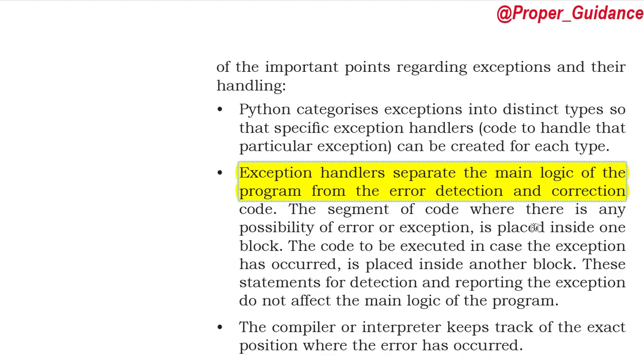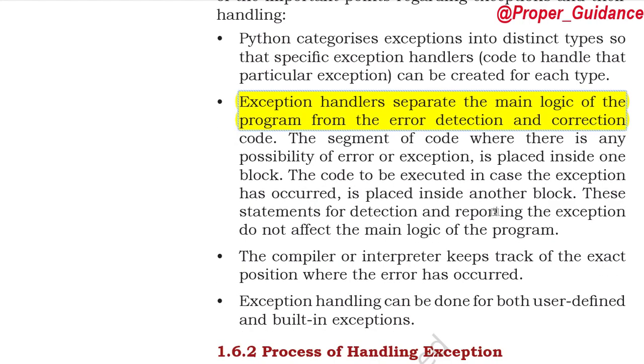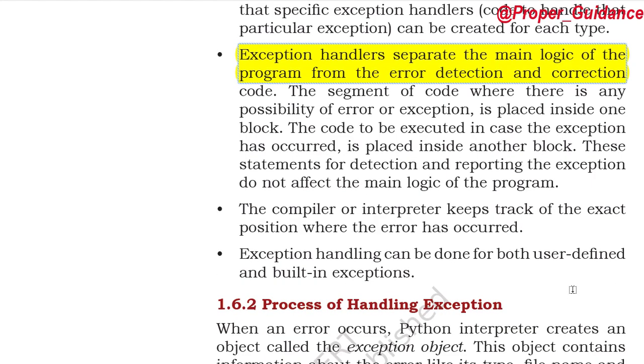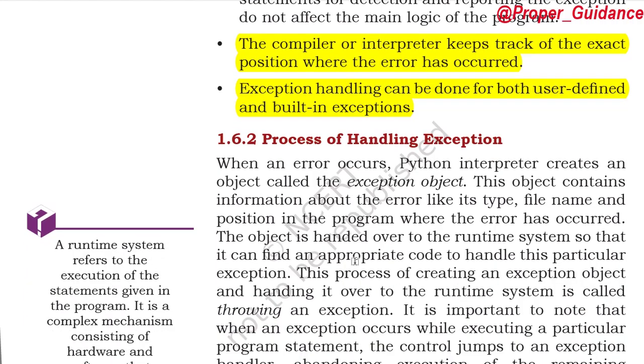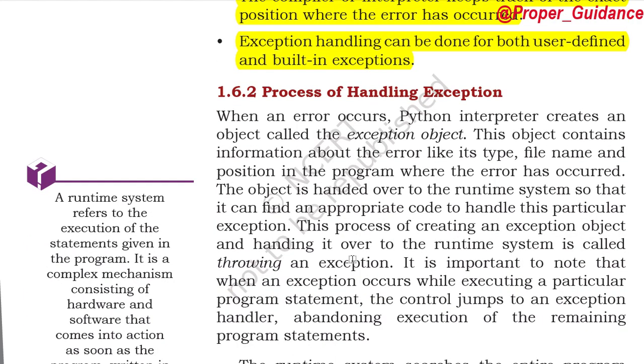The segment of code where there is any possibility of error or exception is placed inside one block. The code to be executed in case the exception has occurred is placed inside another block. These statements for detection and reporting the exception do not affect the main logic of the program. The compiler or interpreter keeps track of the exact position where the error has occurred. Exception handling can be done for both user-defined and built-in exceptions. Okay. Now, the process of handling exception.